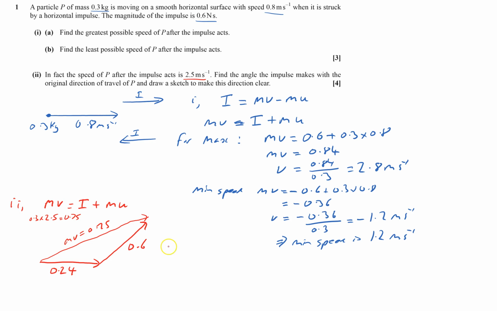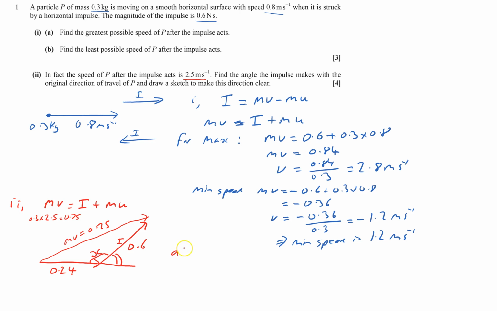And now we can do it. I need to find that angle there. Well, actually, the angle I want to find, this is my impulse, I want to find this angle here. So I'm going to work out what x is first, and then take it away from 180 to find out the angle the impulse makes with the initial momentum.